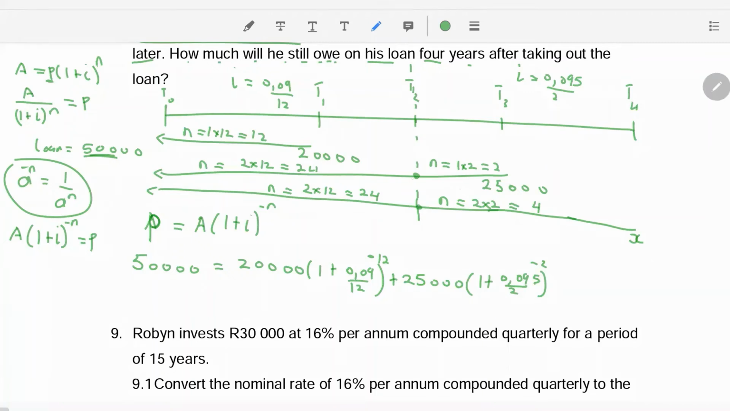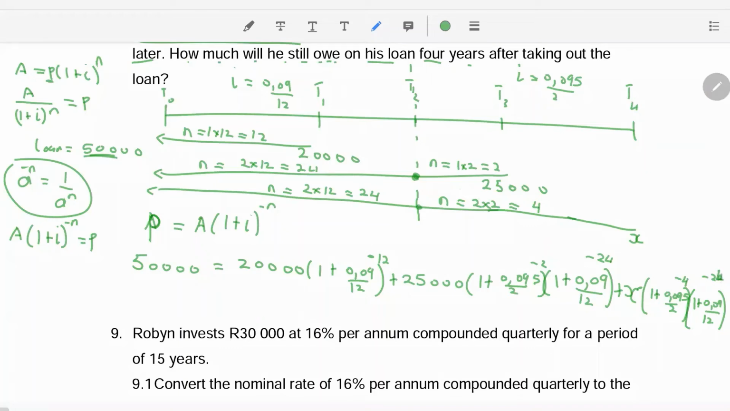So that means now we are at T2, where the interest rate now changes to 9% compounded monthly, and this will be to the power of negative 24. Then plus the X amount, which is the final amount, which should be 1 plus 0.095 over 2 to the power of negative 4, and then times 1 plus 0.09 over 12 to the power of negative 24.